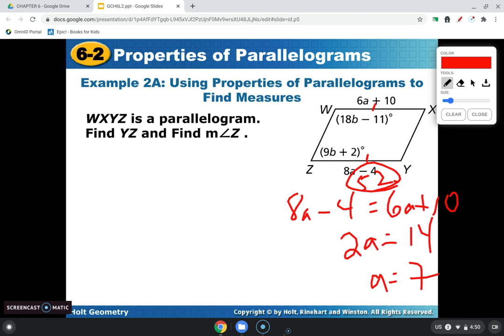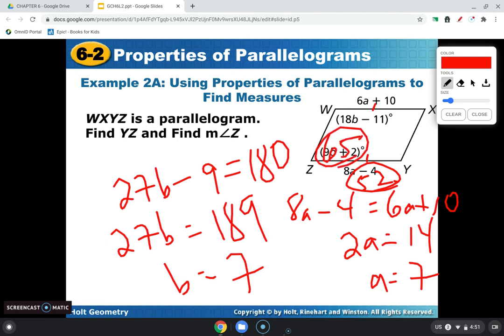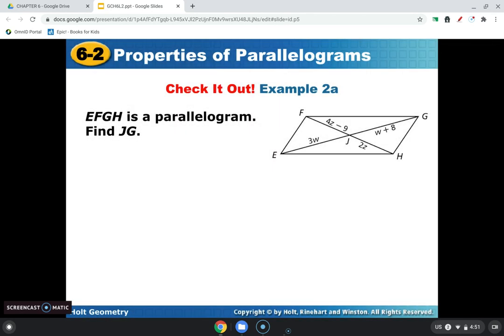All right, for the angle, those are consecutive angles in a parallelogram, so I want to add those together and set them equal to 180. 18 plus 9 is 27, so 27b. Negative 11 plus 2 minus 9 equals 180. So 27b equals 189. Divide 189 by 27, which gives you 7. Okay? Plugging in for angle Z, 7 times 9 is 63, plus 2 is 65 degrees. So we're using those properties of parallelograms to answer those questions.